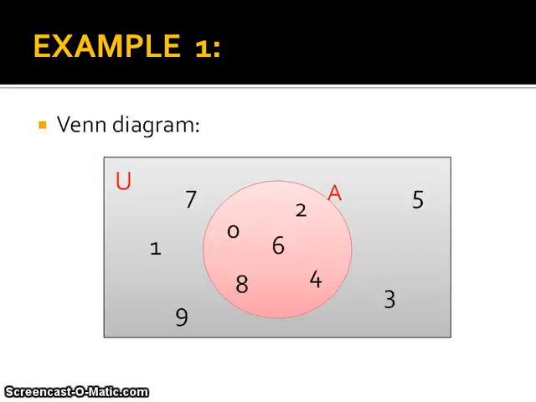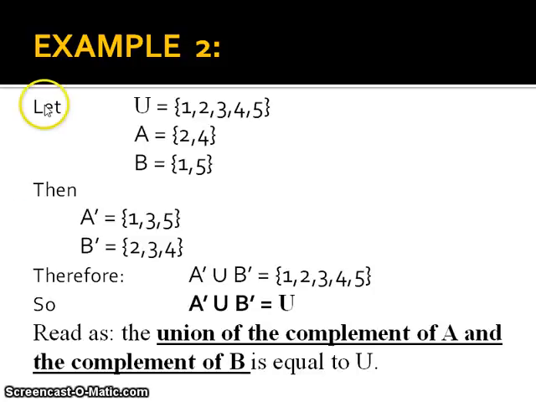We can clearly see our set notation using a Venn diagram. So this is our universal set. It contains all the elements from 0 to 9, and A contains 0, 2, 4, 6, and 8. So the elements outside A, or the complement of A, are 1, 3, 5, 7, and 9. Let's have another example.